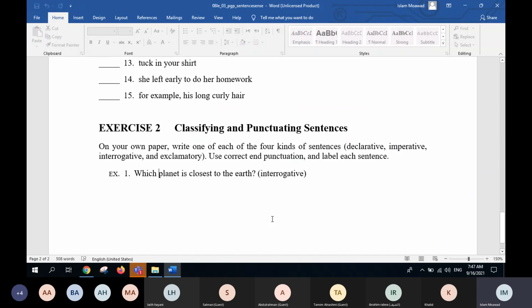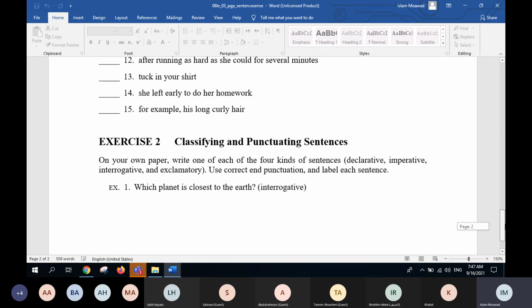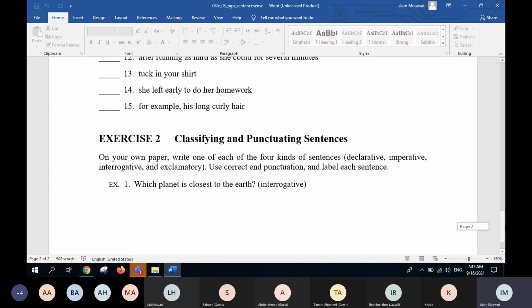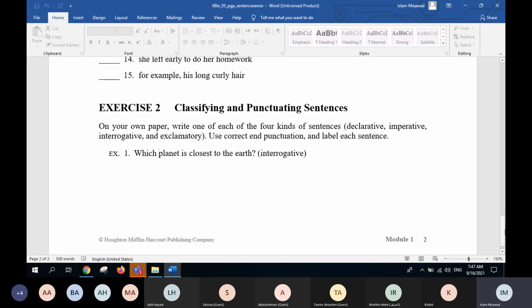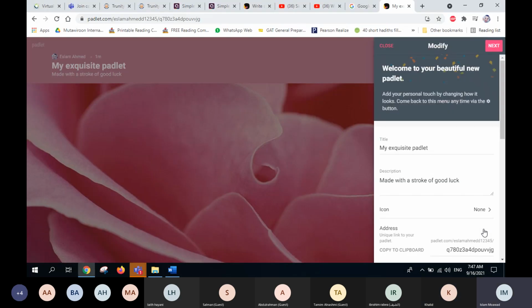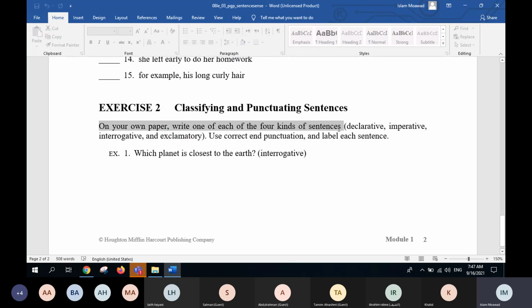It's on page number 2 in your grammar book, guys. You know the grammar book, the greenish one. Do you know the grammar book, guys? Do you have it? Yes. Okay. So let's make the question on your paper. Let's take a copy.